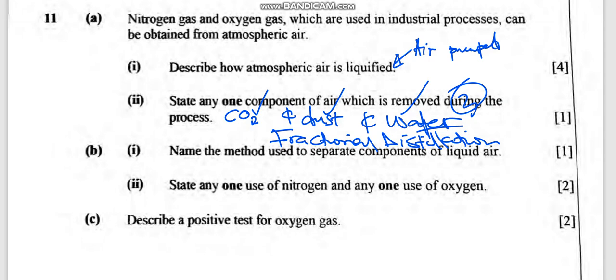Then item 2 says, state any one use of nitrogen and one use of oxygen. You also need to know the use of nitrogen, the use of oxygen, and also the use of hydrogen. Just go and research on that one. Okay. So number 1, use of oxygen. Oxygen is obviously used for medical purposes, and sometimes it is used for steel making, and sometimes for melting of metals, and also in the contact process.